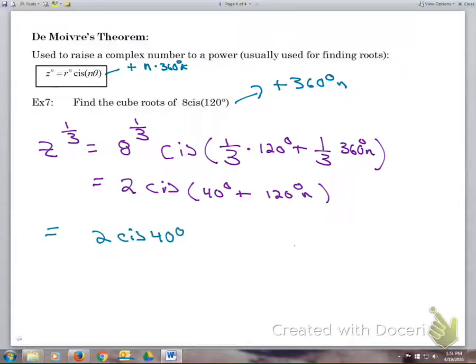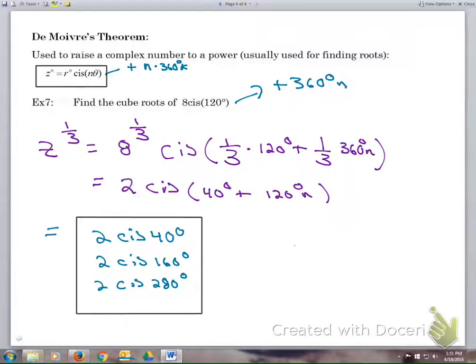So when n is 0, theta is just 40. When n is 1, you have to add 40 and 120. When n is 2, you have to add 40 and 240. And then you're not going to get any more because the next one, if I added 120 to 280, it would be over 360. So usually you get 3 cube roots, 4 fourth roots, and so on. Okay? All right, we're going to try another problem like this.